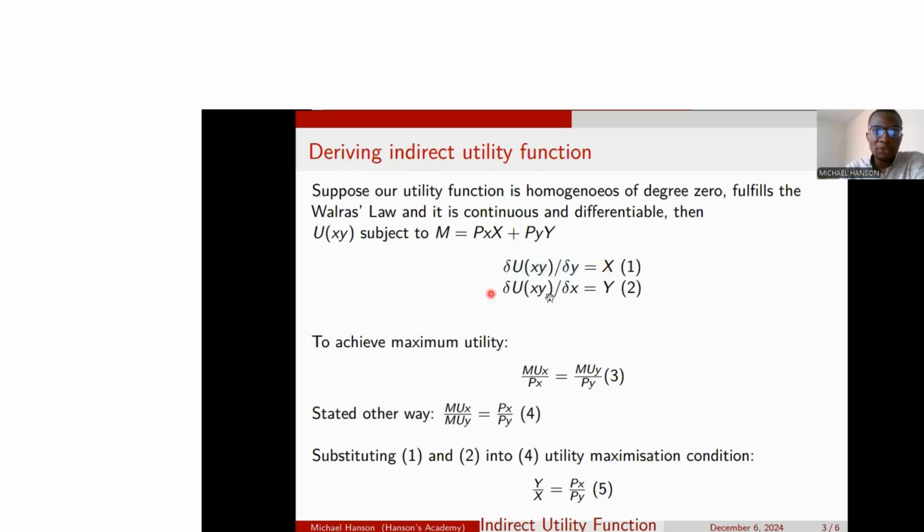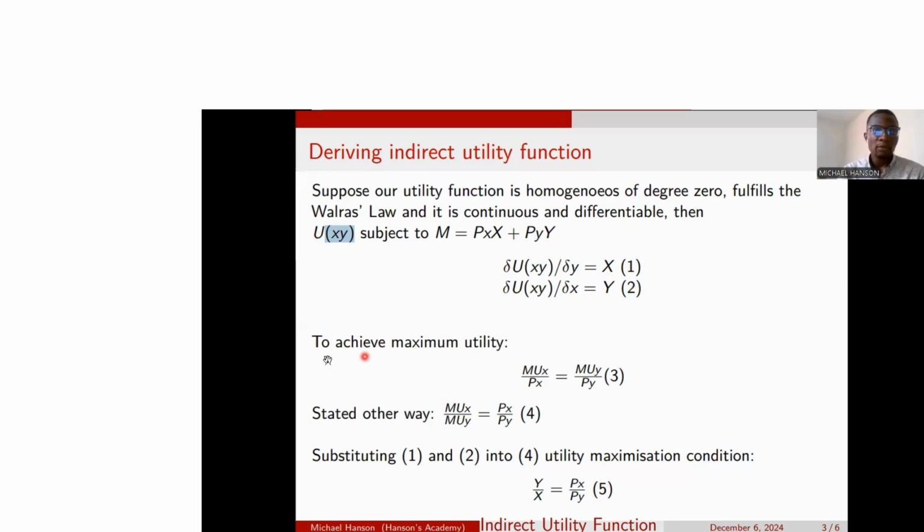Now, the marginal utility of X should be equal to Y from equation 2. That is because if you take a look at the direct utility function, if you differentiate U with respect to X, that gives you Y because of the product rule. But if you differentiate the utility function with respect to Y, then you're going to get X in equation 1. So we say that the marginal utility of commodity Y is equal to X, and the marginal utility of commodity X is equal to Y.